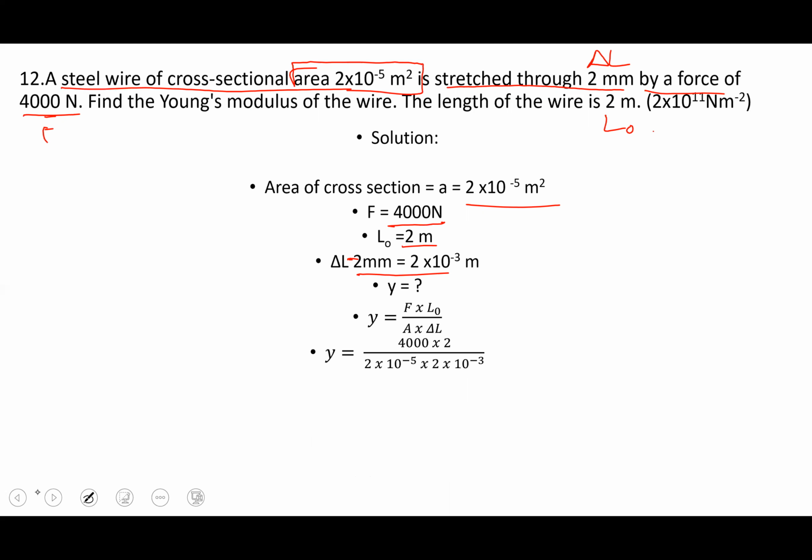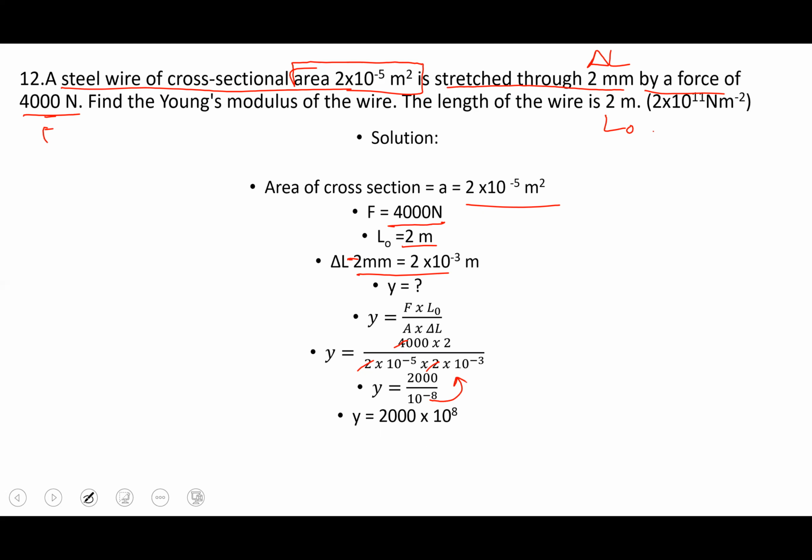So if we cancel out these twos with this 4, it will be 2,000 divided by 10 to the power minus 5 into 10 to the power minus 3. So it can be written as 2,000 divided by 10 to the power minus 8. Now this can be written as 2,000 into 10 to the power 8, because this 10 to the power minus 8 goes up. It will be positive now.